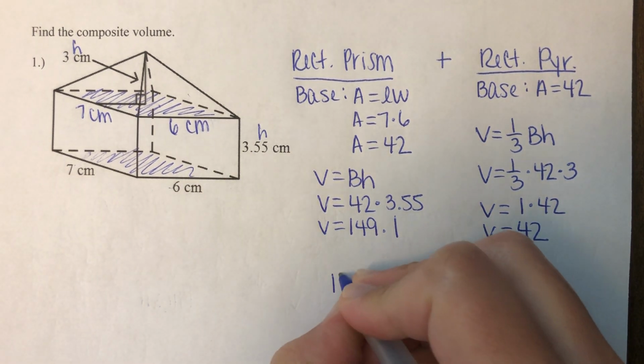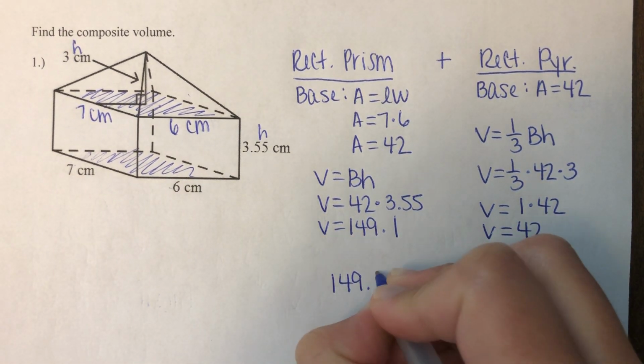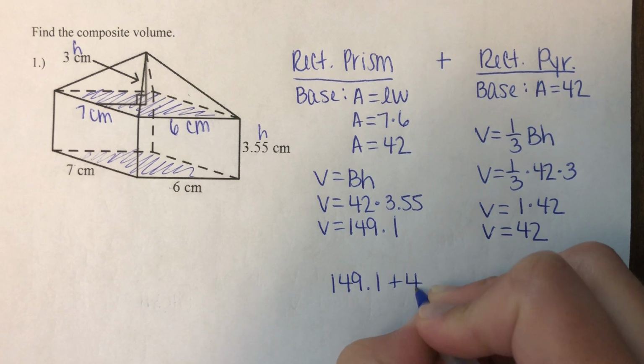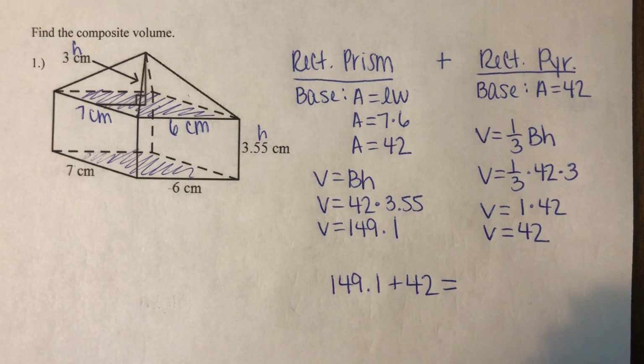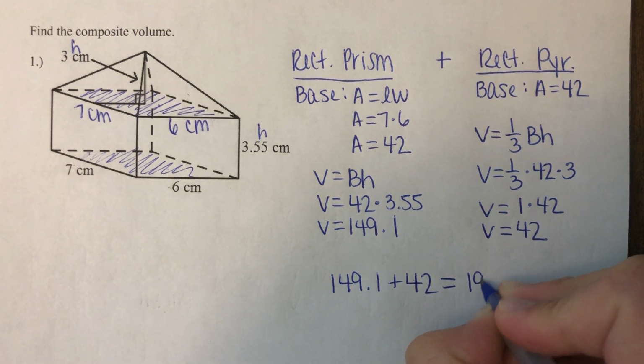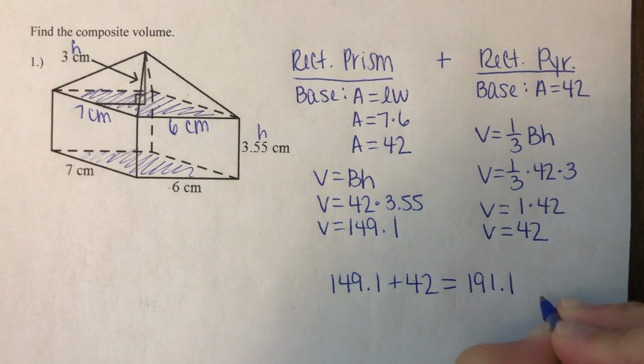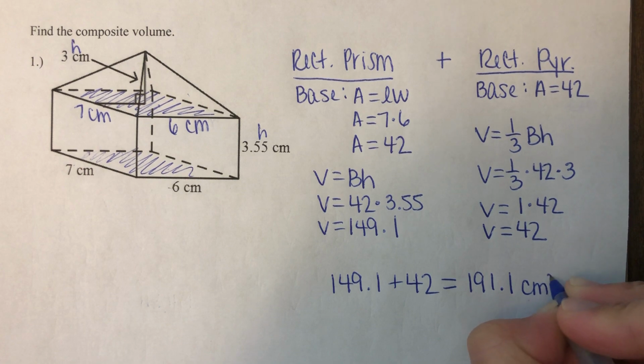My final step is to add them. And we get 191.1 cubic centimeters.